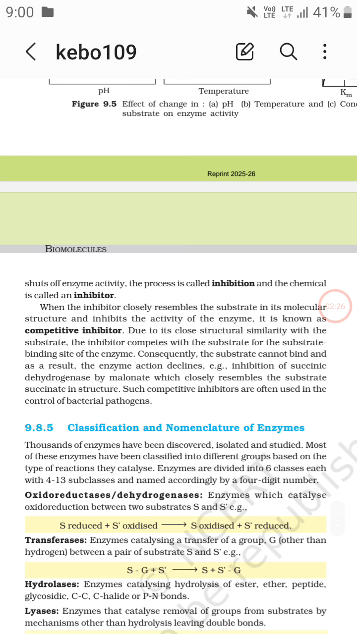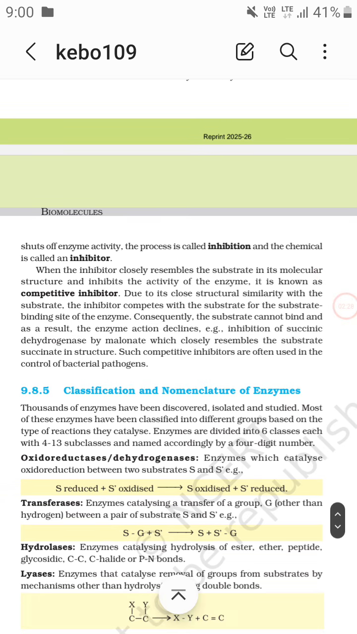There is competitive inhibitor, there is inhibition and inhibitor. A chemical is inhibitor, the process is inhibition. Now what is competitive inhibitor? When the inhibitor closely resembles the substrate in its molecular structure and inhibits the activity of the enzyme, it is known as competitive inhibitor.